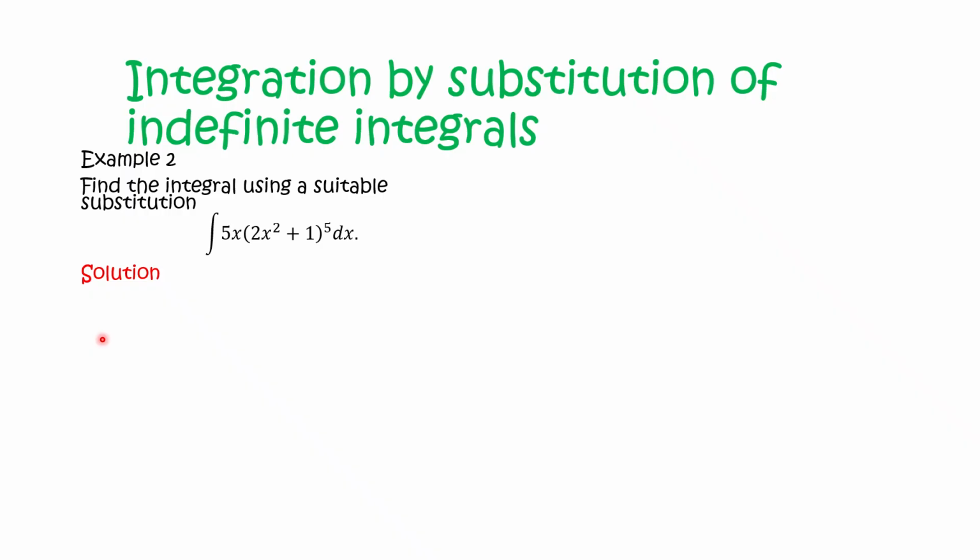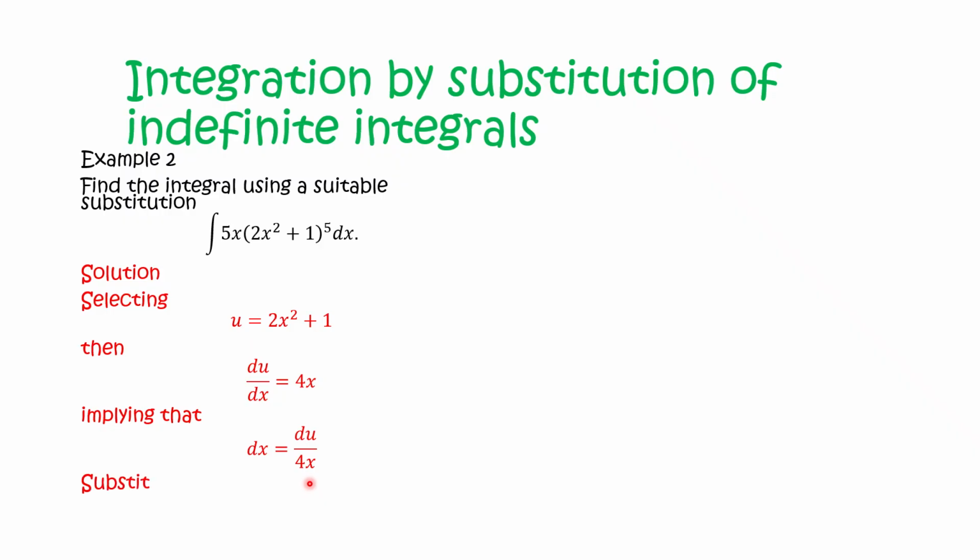Because we have 2x squared, if we differentiate that, we can have something with x terms that can cancel out with that x, and in the process simplify our problem. Great then. So we select u to be 2x squared plus 1. Now we differentiate, du dx, we get 4x. Then the next thing would be to make dx the subject of the formula. So dx is equal to du over 4x.